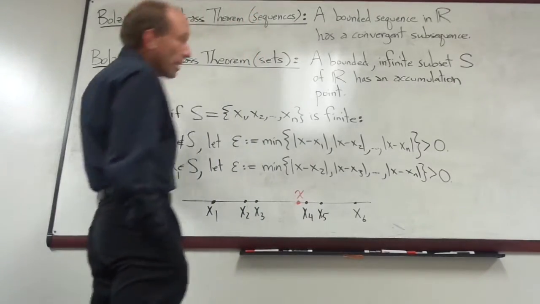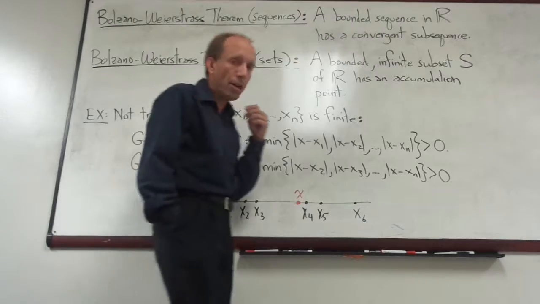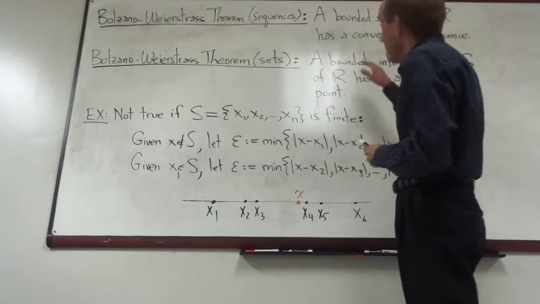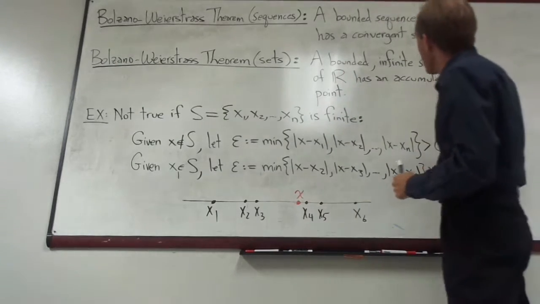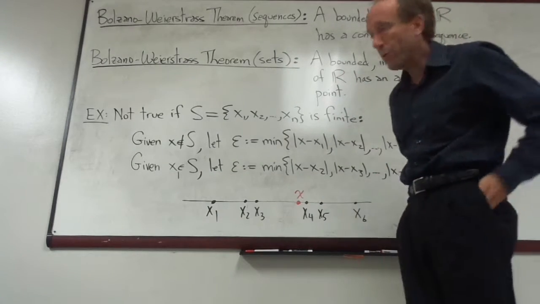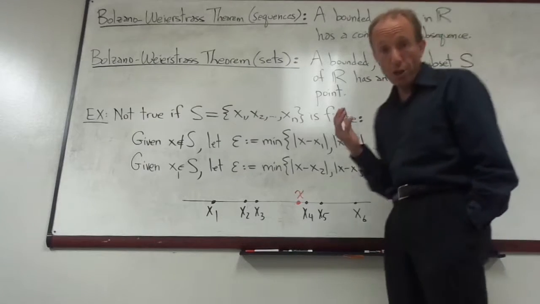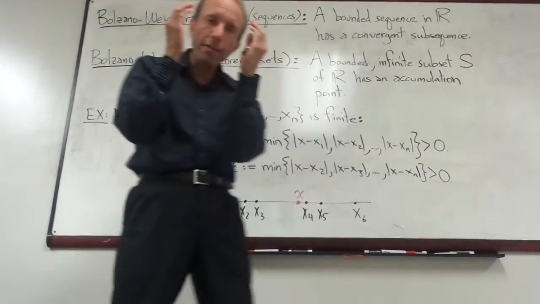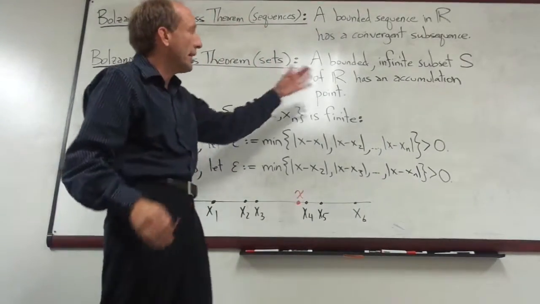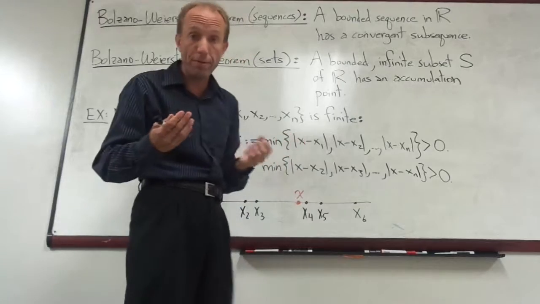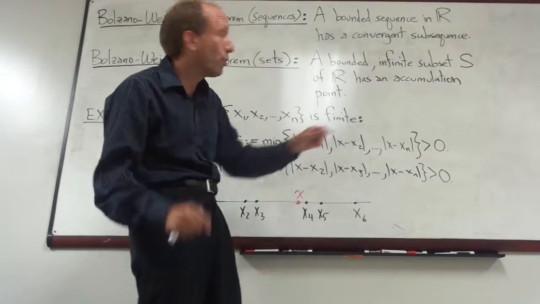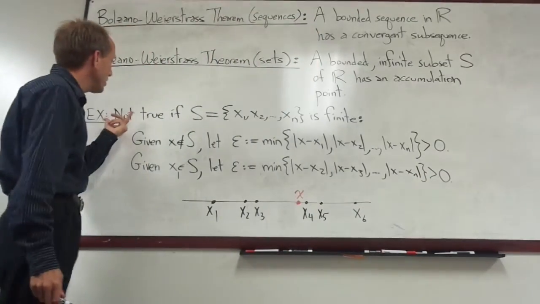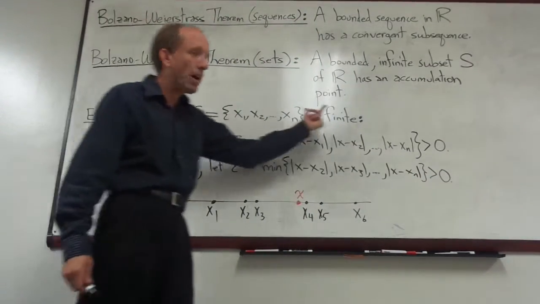The Bolzano-Weierstrass theorem for sets is a little bit harder to prove, but I'm going to do it for you here. Essentially, it just says that a bounded infinite subset, S, of the real numbers has to have an accumulation point. Okay? In other words, it has to have a point such that every neighborhood of that point contains elements of S other than itself. Okay? It's very important that this set S be infinite. I've reminded you here this is not true if S is a finite set.